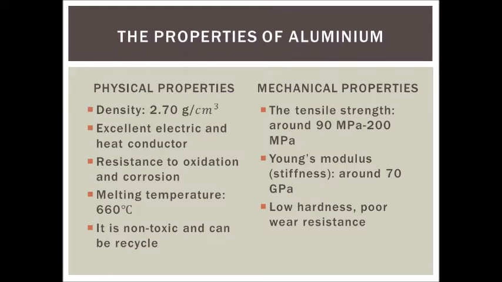Okay, the second one I'm going to explain is the mechanical properties of aluminium. So the tensile strength of aluminium is around 90 megapascal to 200 megapascal. And then the Young's modulus, or the stiffness, of aluminium is around 70 gigapascal. But aluminium has low hardness and poor wear resistance.